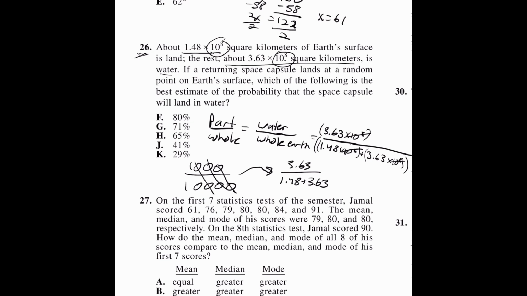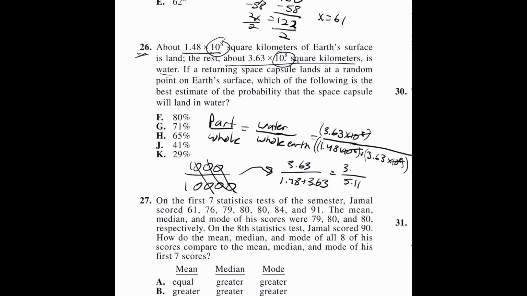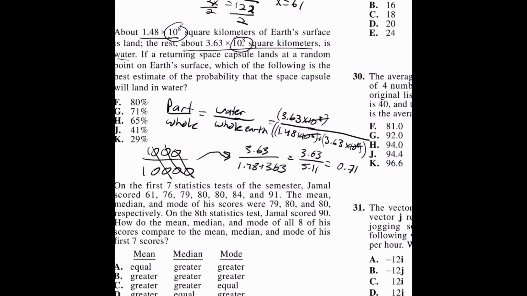So let's just do the bottom: 1.48 plus 3.63 is 5.11. Then 3.63 divided by 5.11. And that gives me 0.71, which is equal to 71%, right? So for percentages, we move the decimal over 2 places. I don't round this because they don't give me anything rounded, so it's 71.